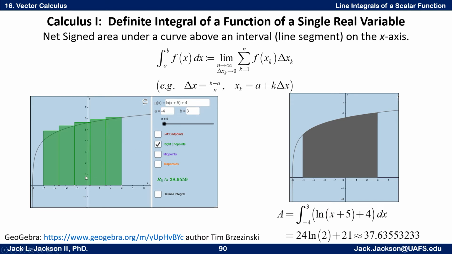If we want specifically a right Riemann sum, we can force x sub k to be a plus k delta x, and that always goes to the right side of the interval, like you see represented here. Then we take the limit as the number of subdivisions, in other words the number of rectangles, goes to infinity, and at the same time we need those widths to go to 0. If you choose things like we have down here, the widths will automatically go to 0 as n goes to infinity, and that gives us a definite integral.